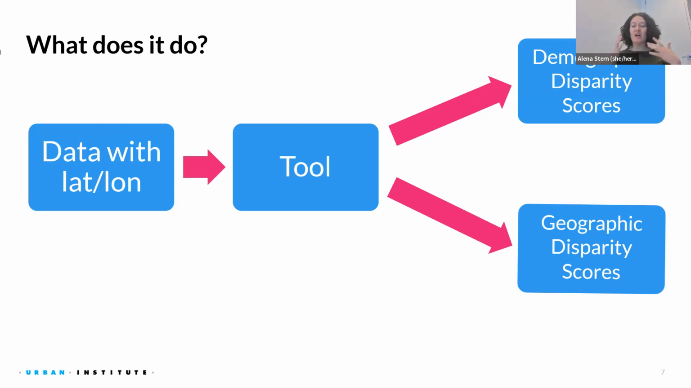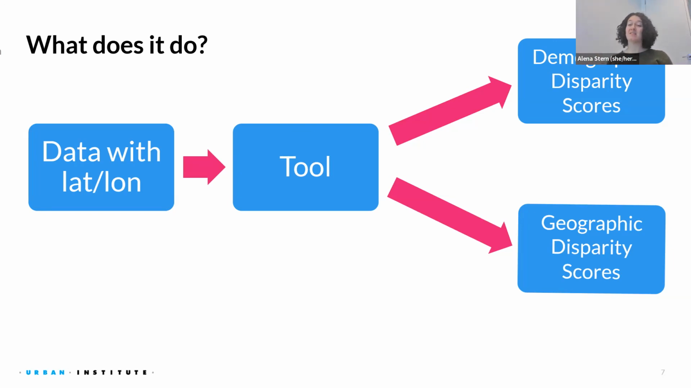So you upload your own data into the tool, and as long as it has that latitude and longitude, that point on a map, the tool can analyze the data, and then it automatically performs some analyses for you and gives you back a dashboard that has two key pieces of information. The first is what we call a demographic disparity score. So this answers the question of which communities and demographic groups have more or less access to this resource relative to their share of the population. And this looks across the whole area you're interested in, so the whole city or county or state.